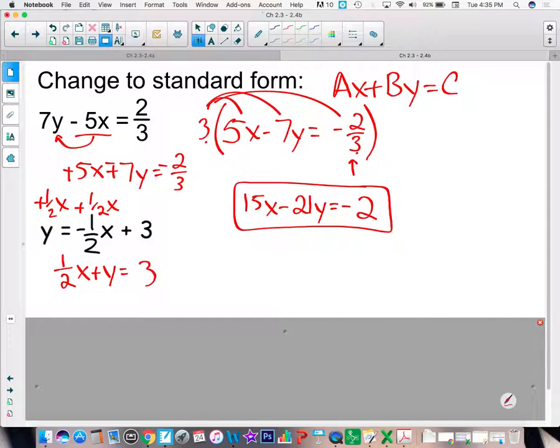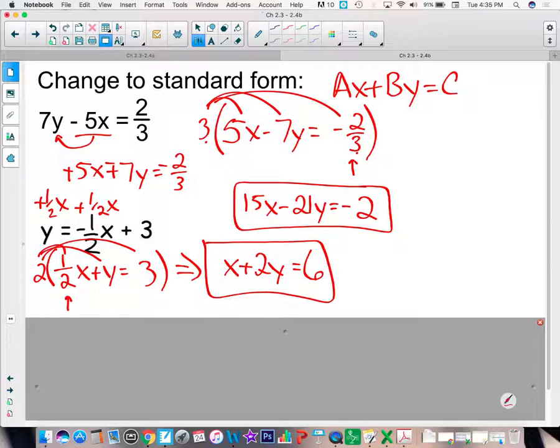And then similarly to the last one, we have to fix the fraction. So multiply everything by 2. Okay, that's going to change it to an x, because 2 times 1/2 is just 1. And then 2y equals 6. That right there is our standard form equation. Okay, x and y are on the same side, x is positive, and there are no fractions.